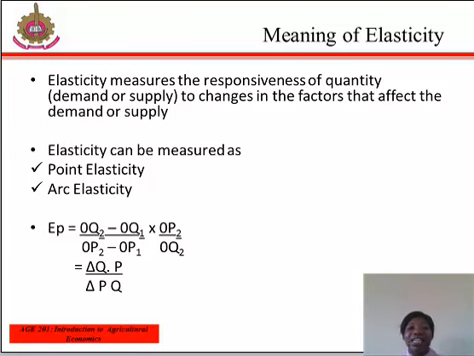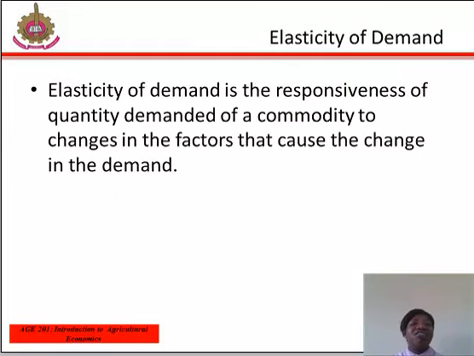Arc elasticity is the elasticity measurement if the changes in both quantity and the factors of interest are large. So EP can be calculated as change in quantity multiplied by initial price, divided by change in price multiplied by initial demanded quantity. Elasticity of demand is the responsiveness of quantity demanded of a commodity to changes in the factors that cause the change in the demand.